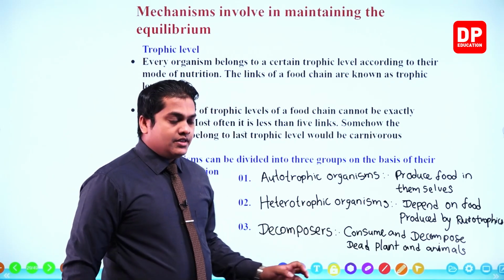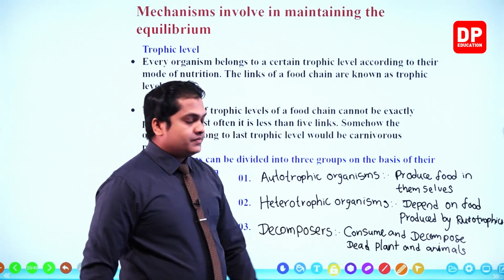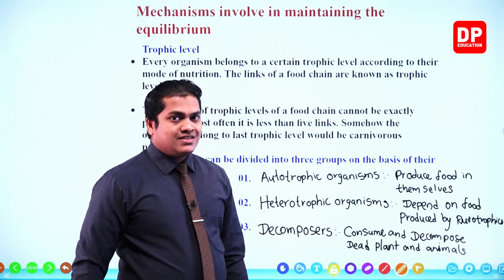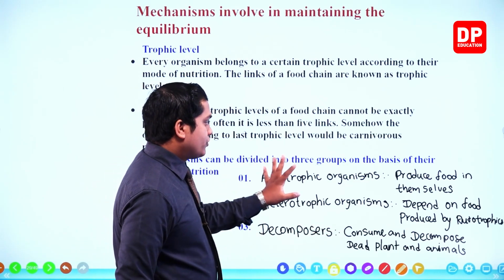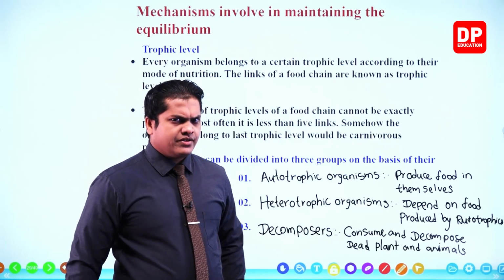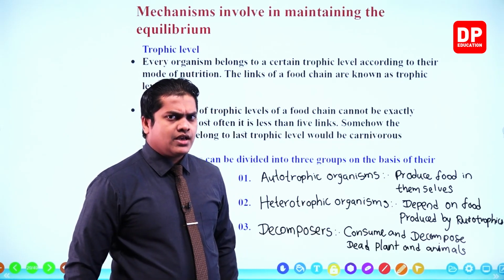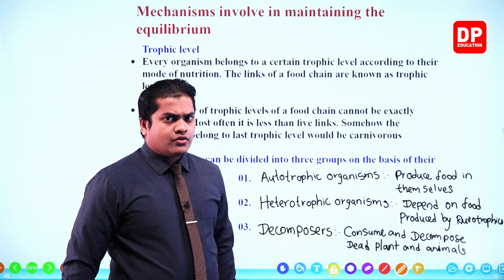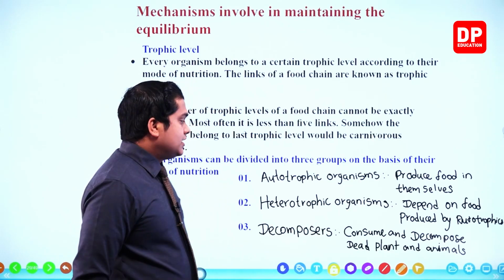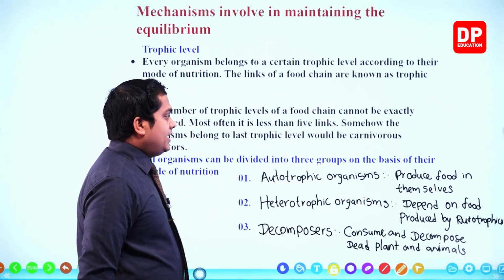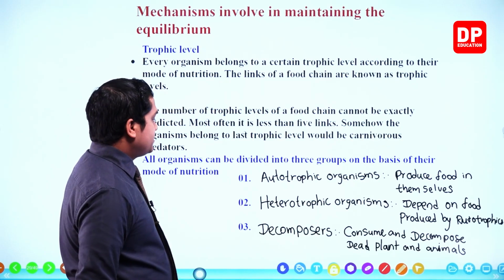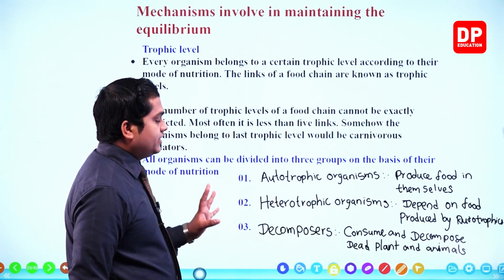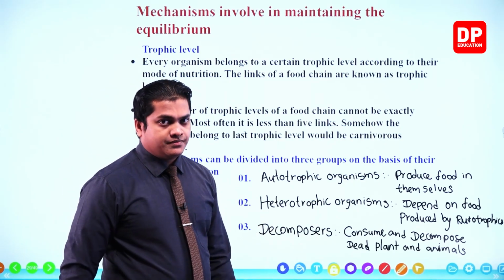Bacteria and fungi belong to the decomposers. Then plants and algae belong to the autotrophic organisms, and some bacteria as well. There are some bacteria which can carry out autotrophism. Right. So these are the three main types of organisms according to their mode of nutrition.